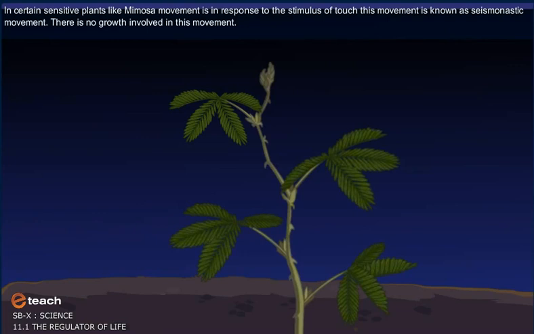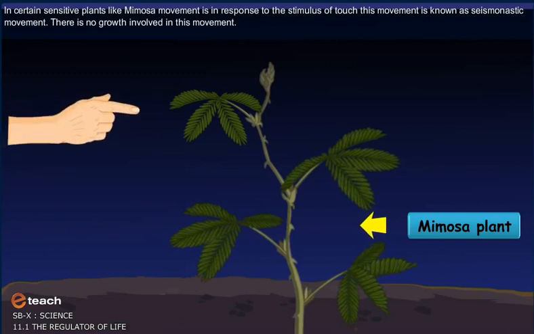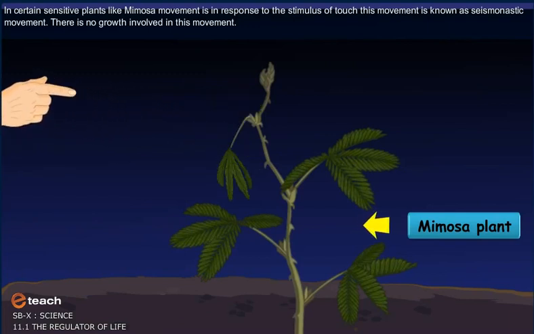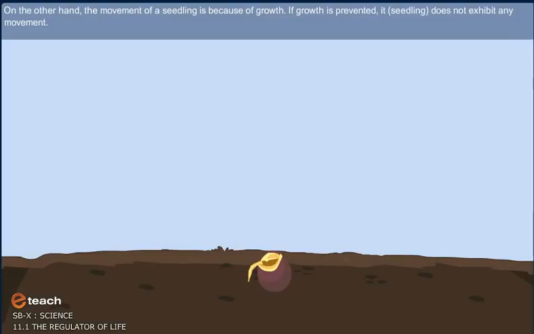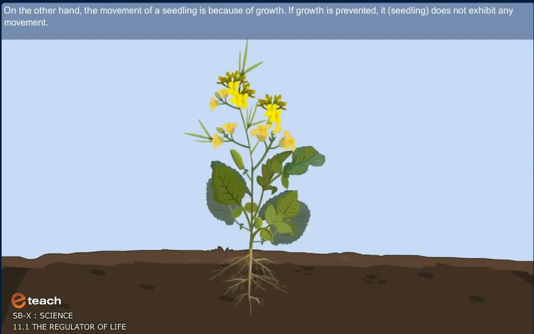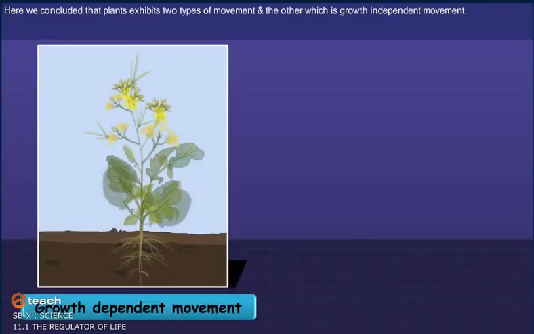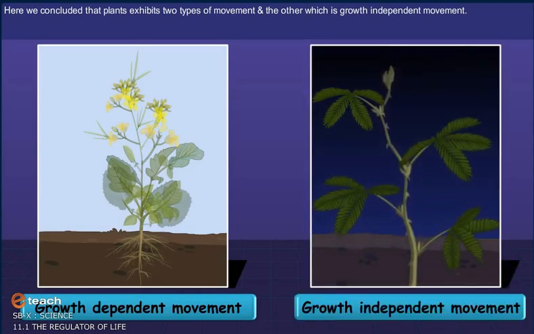In certain sensitive plants like mimosa, movement is in response to the stimulus of touch. This movement is known as seismonastic movement. There is no growth involved in this movement. On the other hand, the movement of a seedling is because of growth. If growth is prevented, the seedling does not exhibit any movement. Here we conclude that plants exhibit two types of movement: growth dependent movement, and the other, growth independent movement.